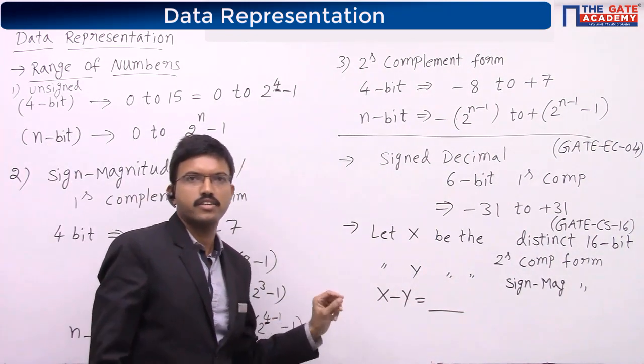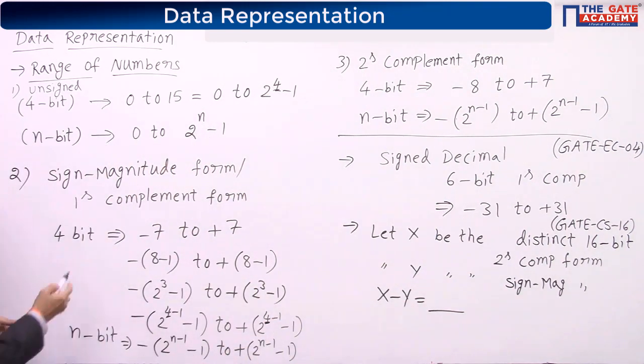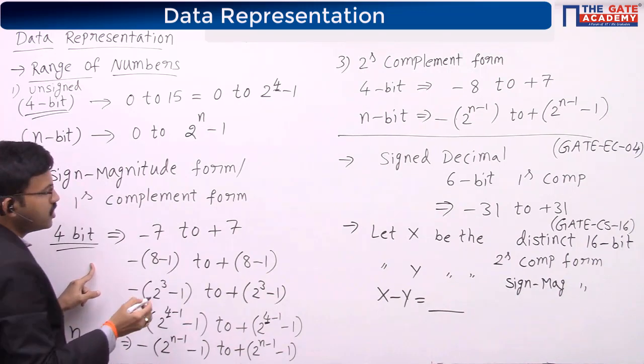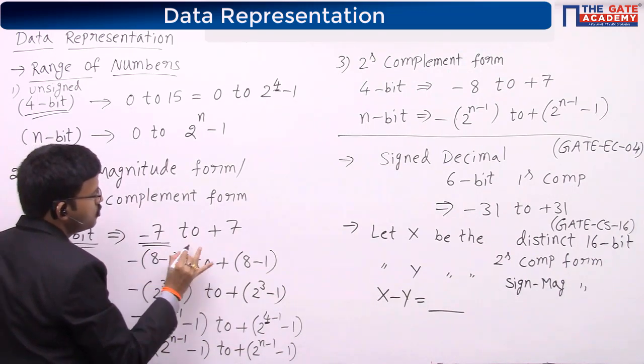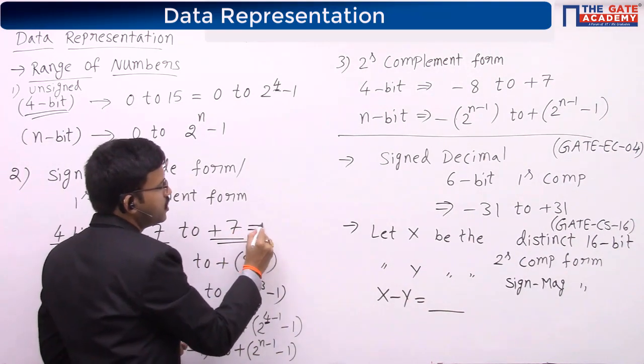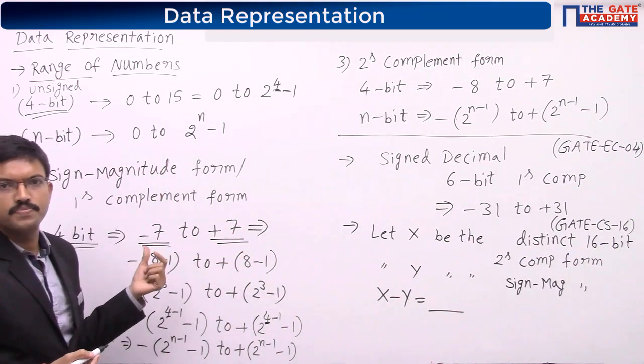Yes, the answer is 1, correct. See here, just observe, for the 4-bit case we have considered, in sign magnitude form we got the range minus 7 to plus 7. Range is nothing but what? Maximum value minus minimum value, right?